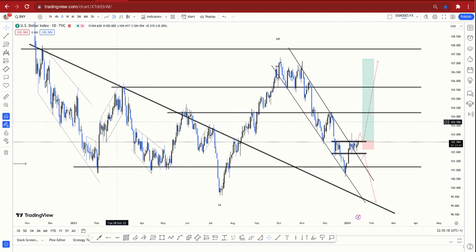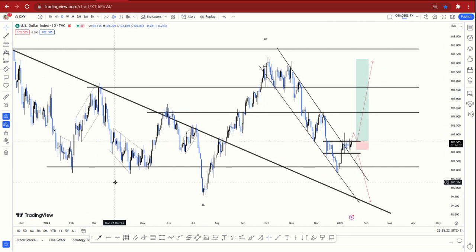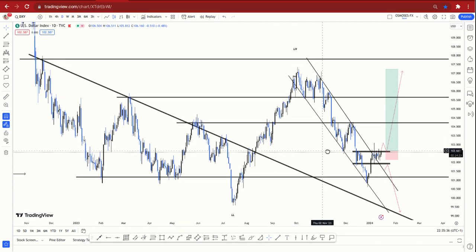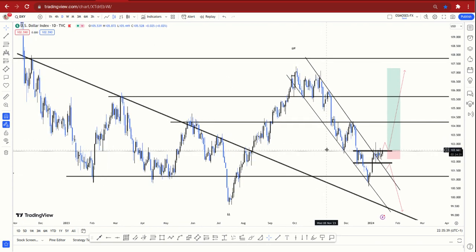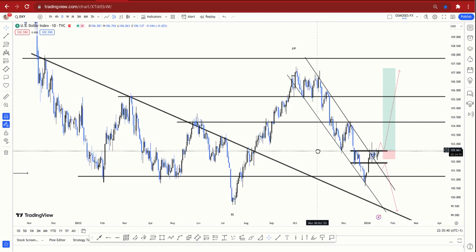I don't need this. I don't need this. I have more bigger lines now. I don't need all these minor inside trends anymore. So this is what my view is like now.